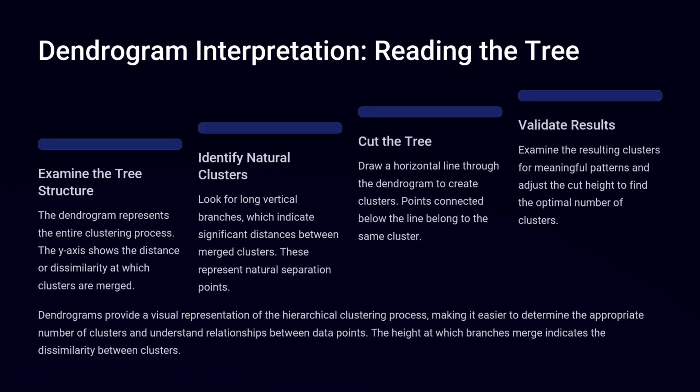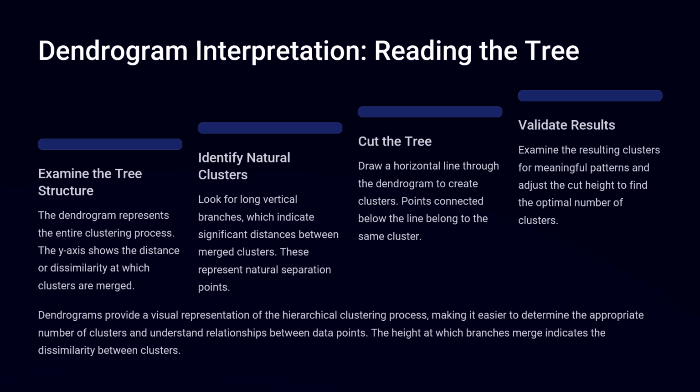Dendrogram interpretation, reading the tree. Examine the tree structure: the dendrogram represents the entire clustering process. The y-axis shows the distance or dissimilarity at which clusters are merged. Identify natural clusters: look for long vertical branches, which indicate significant distances between merged clusters. These represent natural separation points.